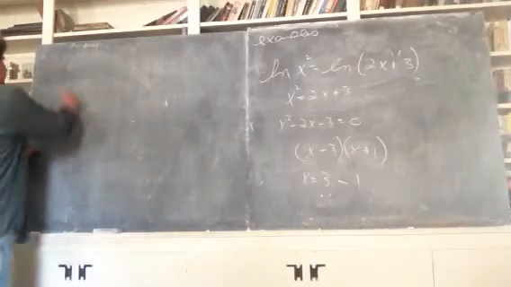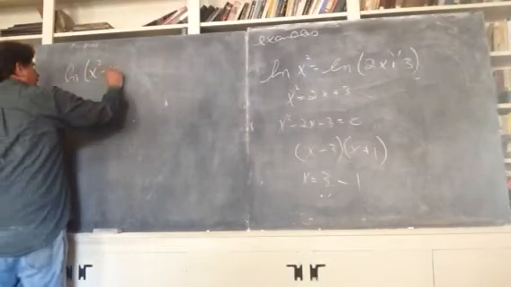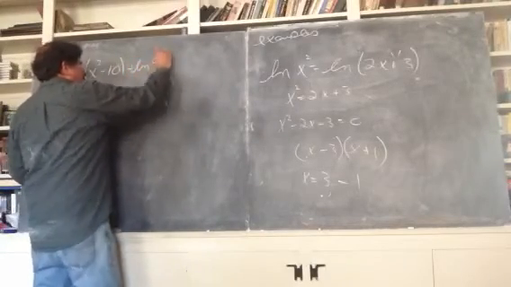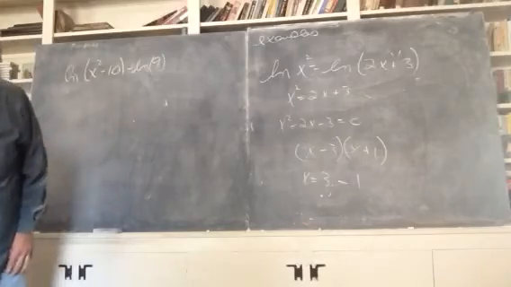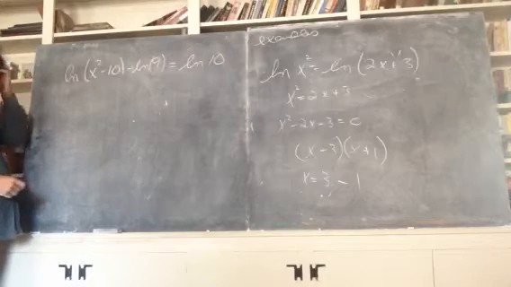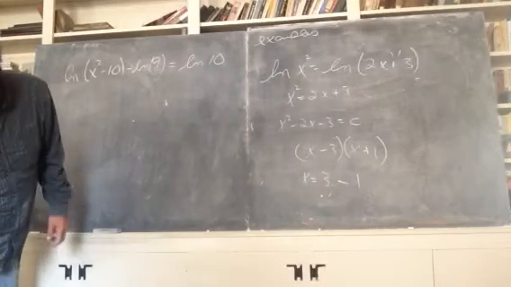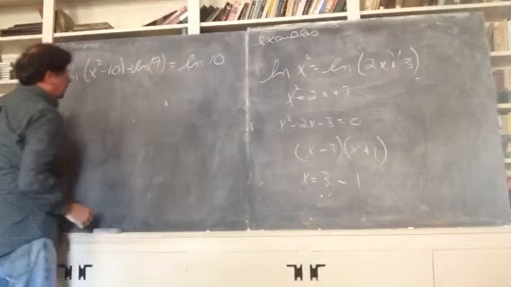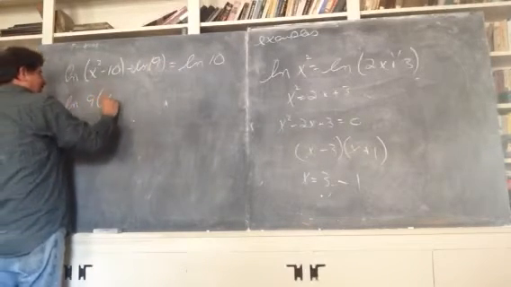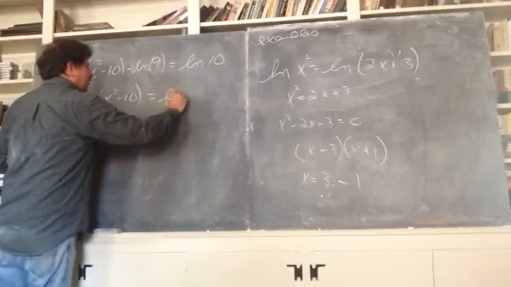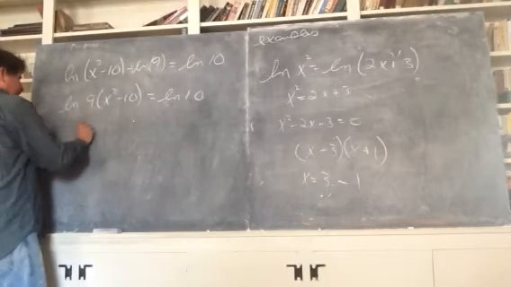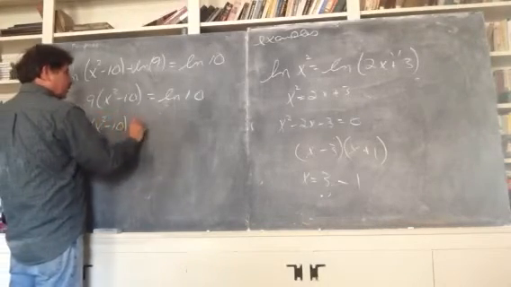Okay, just this one. ln of x squared minus 10, plus ln 9, equals ln 10. Where do we get this? All right. First off, I'm going to put all this stuff together. This means ln of 9 times x squared minus 10 equals ln 10. And then we just raise them both. Or 9 times x squared minus 10 equals 10.